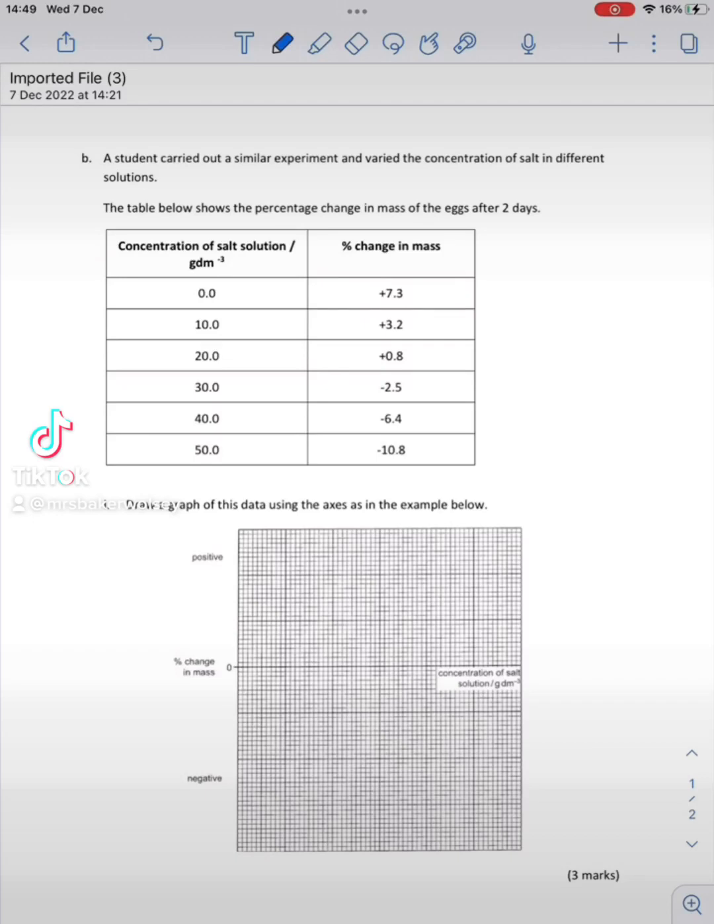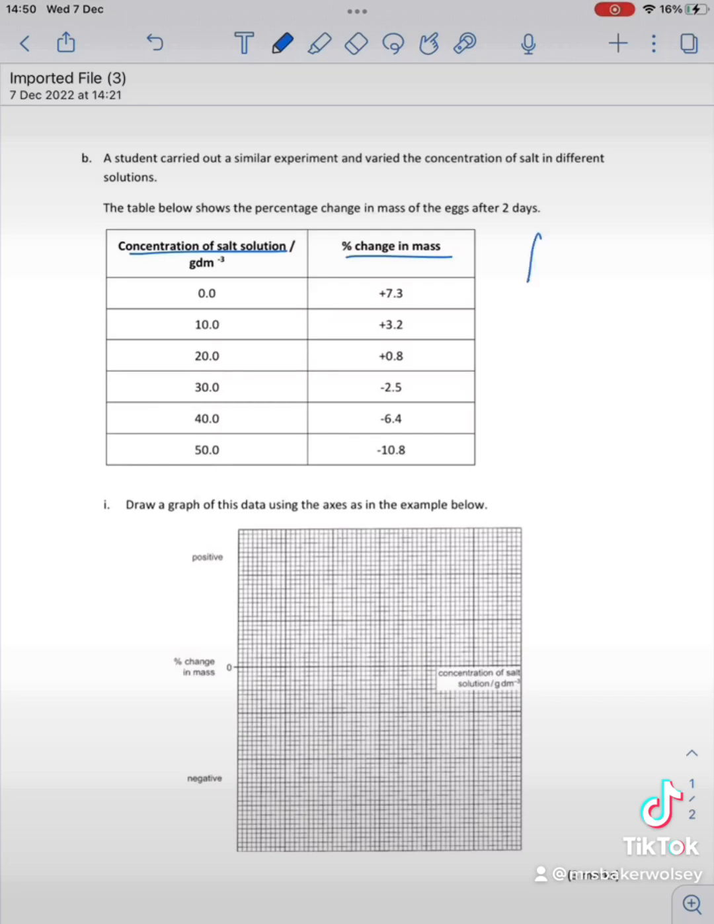Students often struggle with osmosis graphs, but they're a common topic on both IGCSE and A-level papers. In this question, a student has investigated the effect of different salt concentrations on the percentage change of mass in eggs. Percentage change is an excellent measure to use because it takes into account the starting mass of eggs. It doesn't matter that they'll probably be different sizes to begin with.